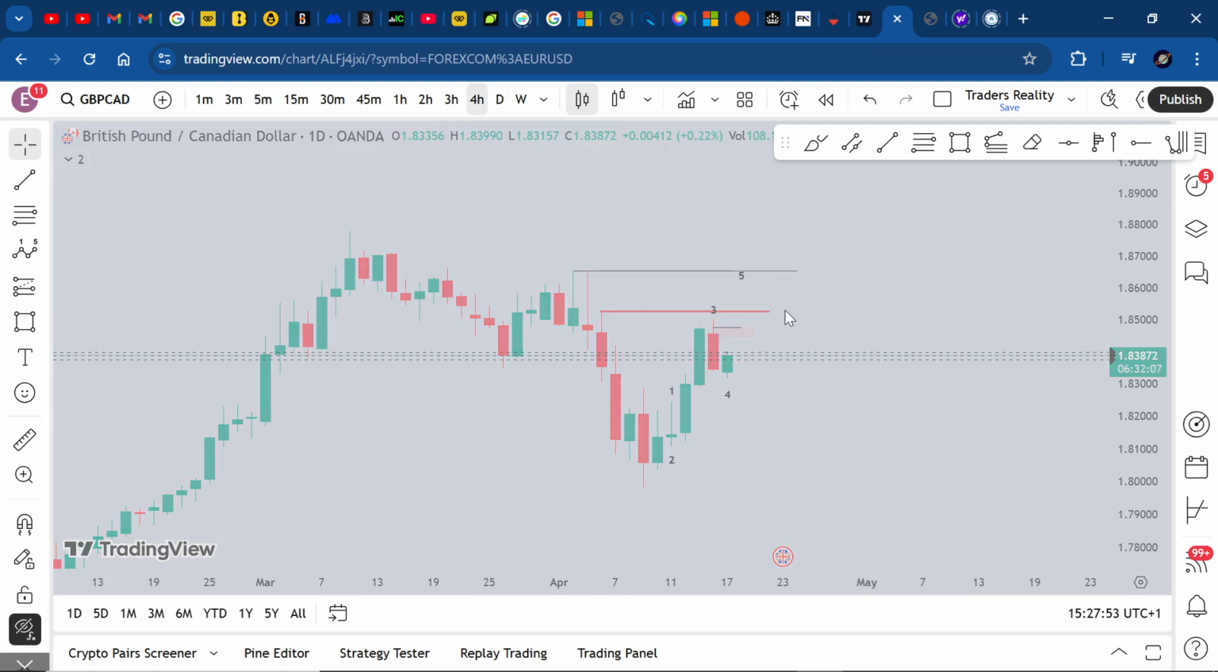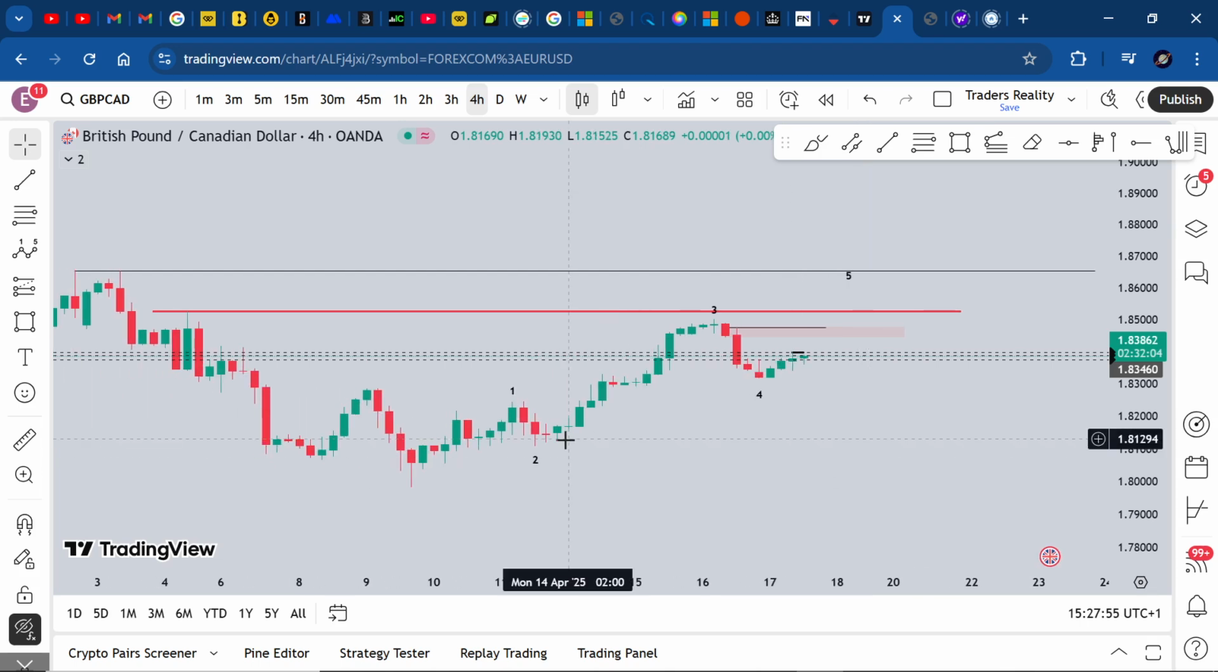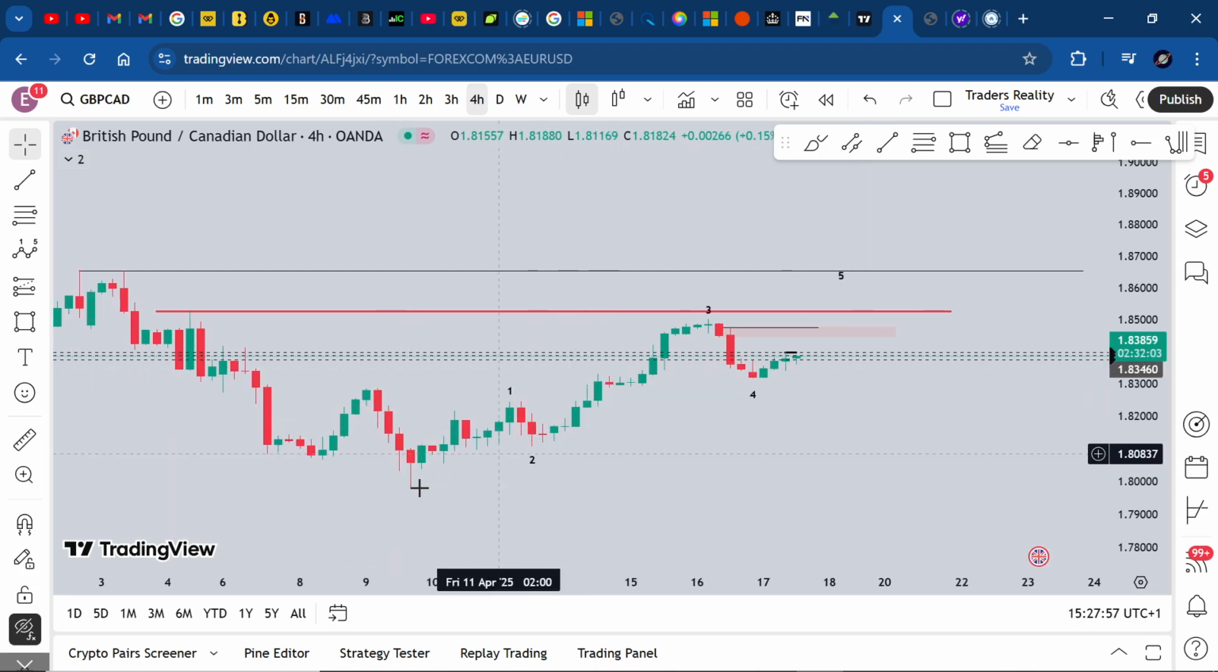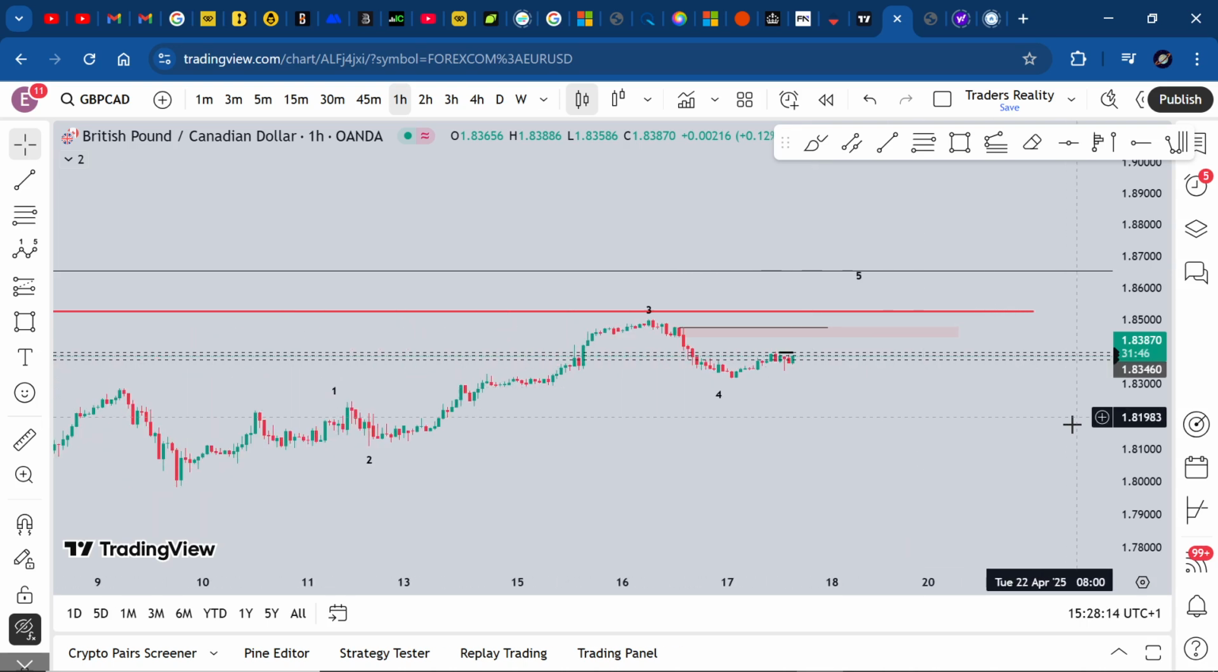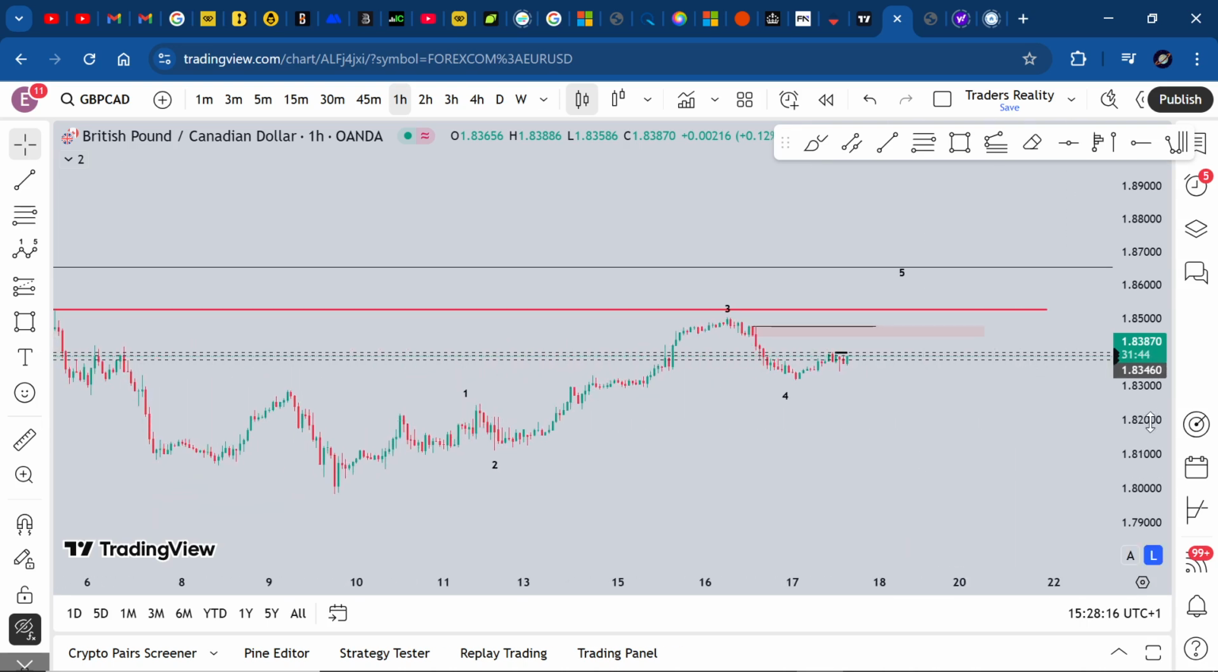4 hour time frame. It does look like a one to me, just a one, but we could have a 1 2 1 2 or 1 2 1 2 1 2. But to me, I'm seeing 1 2 3 4 clearly. Onto the 1 hour time frame now.